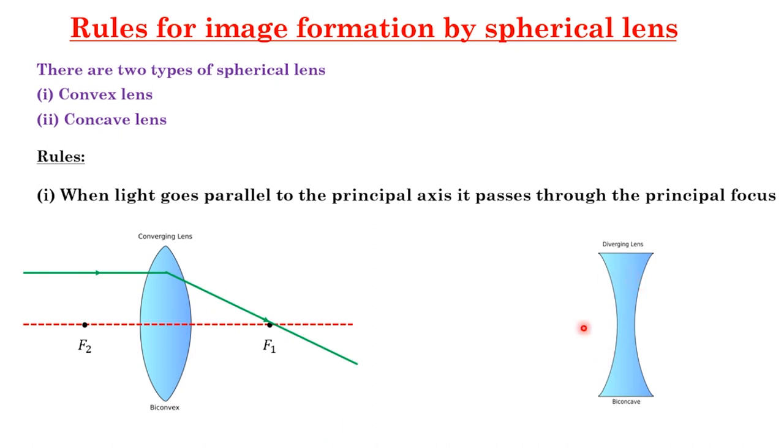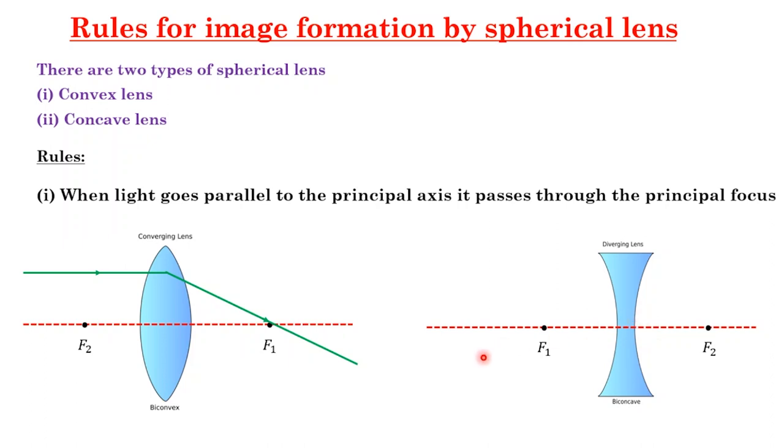Now suppose we have a concave lens. This is the principal focus, this is f1 and this is f2. Why are we saying f1? Because after refraction, light will appear as if it is coming from f1. In the case of a concave lens, I already told you that the principal focus lies to the left of the lens.